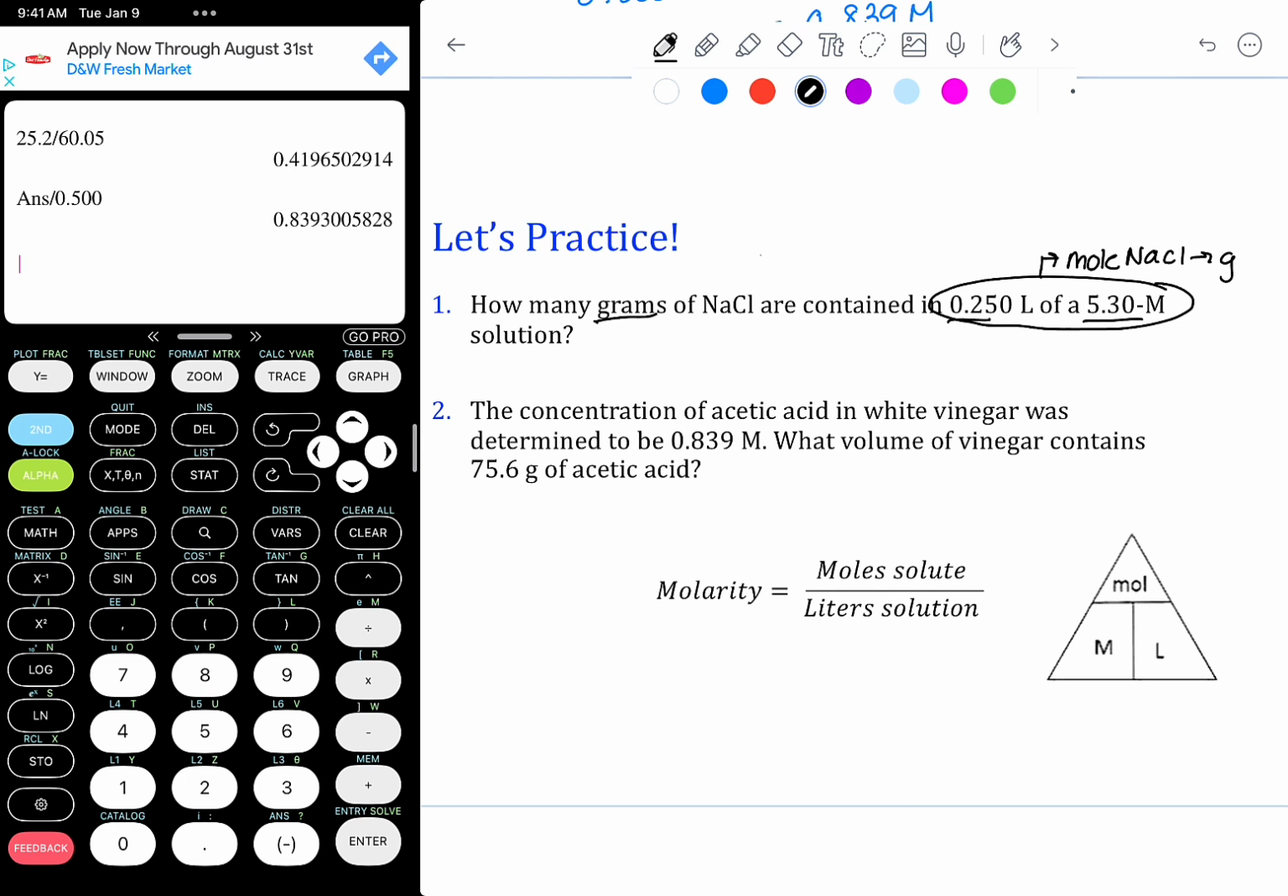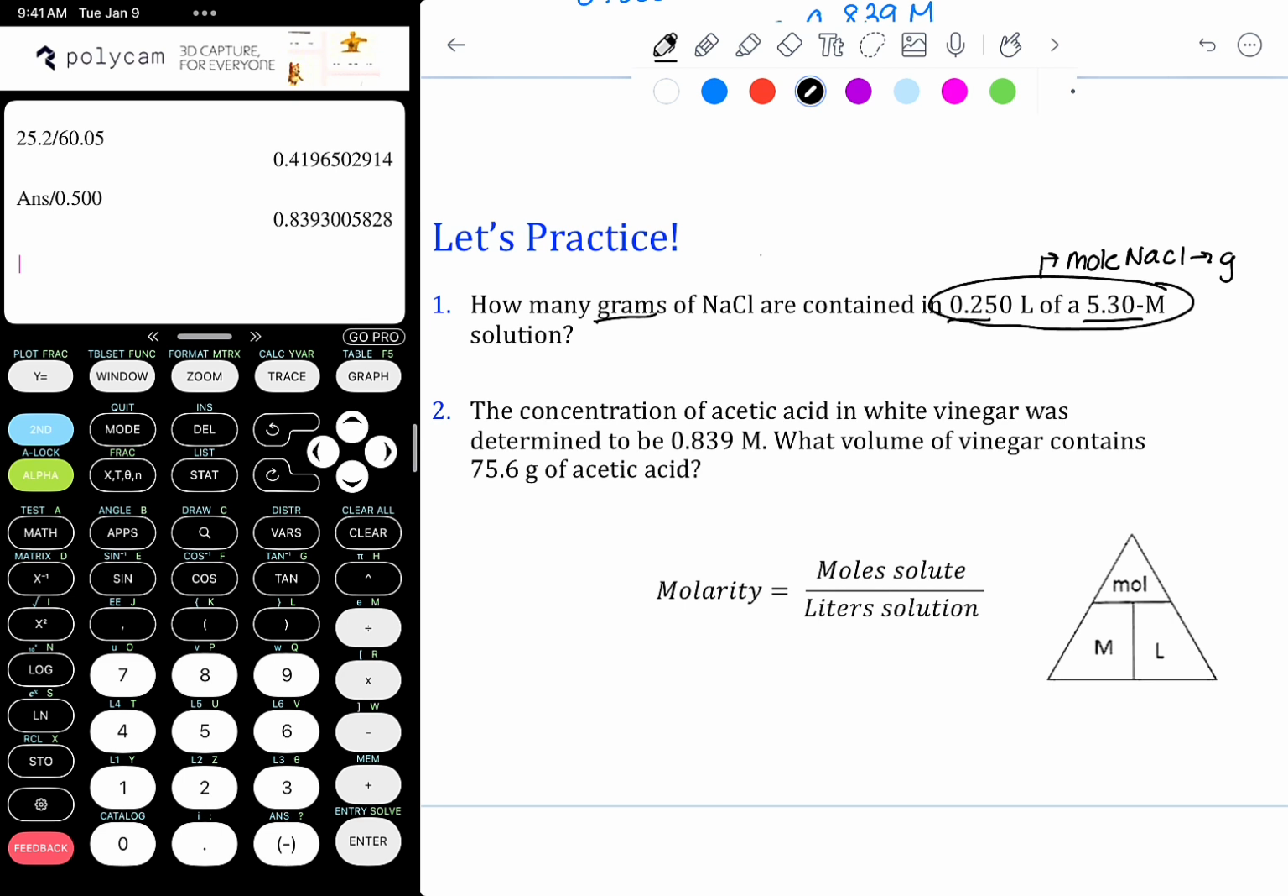Okay, and then the second problem says the concentration of acetic acid in white vinegar was determined to be 0.839 molar. What volume of vinegar contains 75.6 grams of acetic acid? So this is also similar to an example we did previously. So what I want you to do is pause your video and try to solve both of these problems using we have both of our equations for molarity and our molarity triangle here. So use both of those to help you solve these problems.